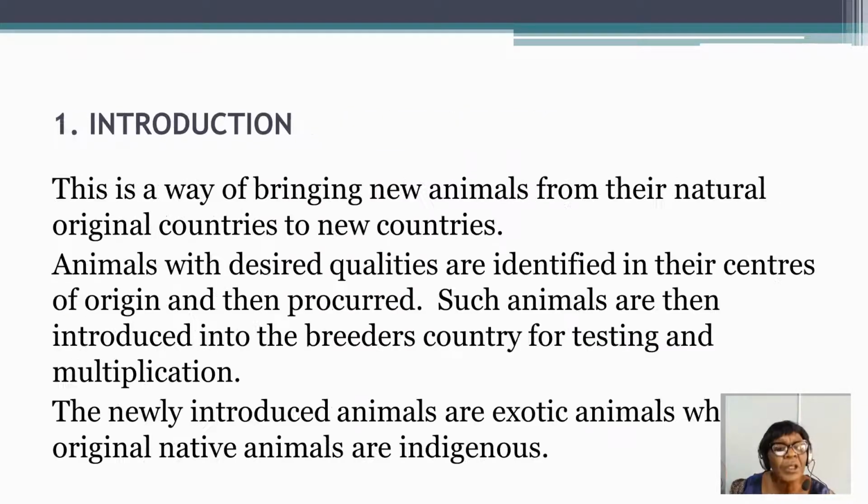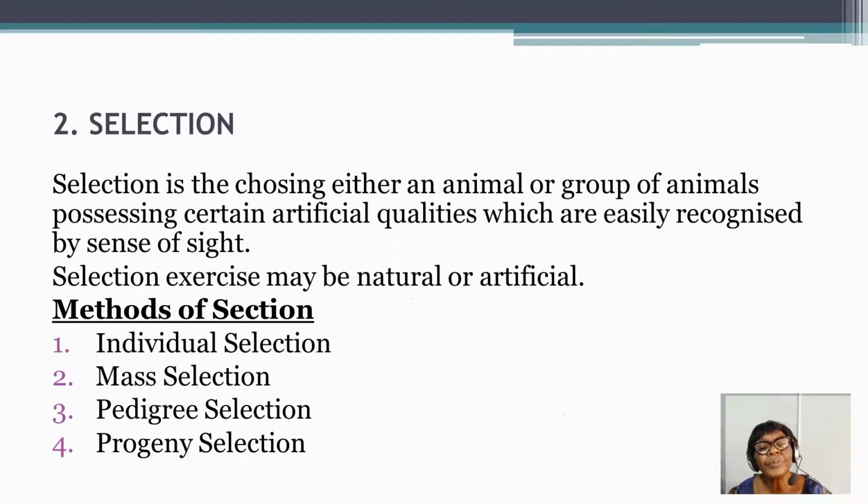Then the second method is by selection. What do we mean by selection? Selection means picking. You don't pick all. You select those animals with very good qualities, which are easily recognized by sense of sight. Selection may be natural or artificial.